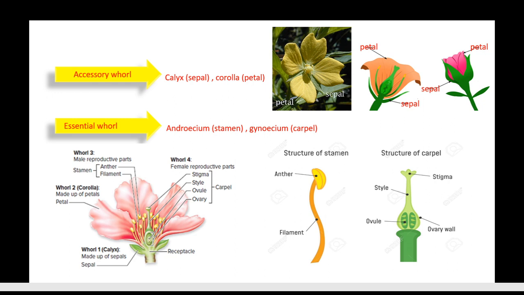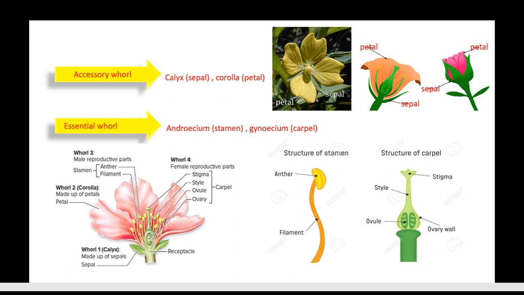Androecium is the plural form of stamen, while gynoecium is the plural form of carpel. So stamen is the male reproductive part of the flower and carpel is the female reproductive part of the flower. Now come to the androecium.